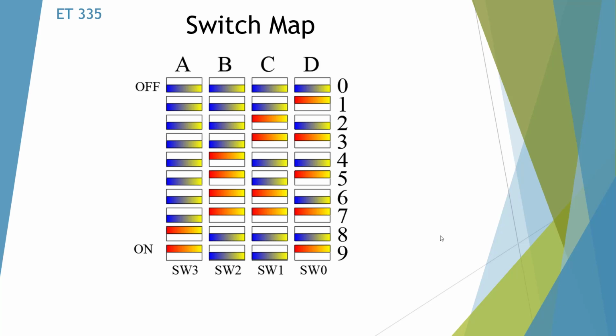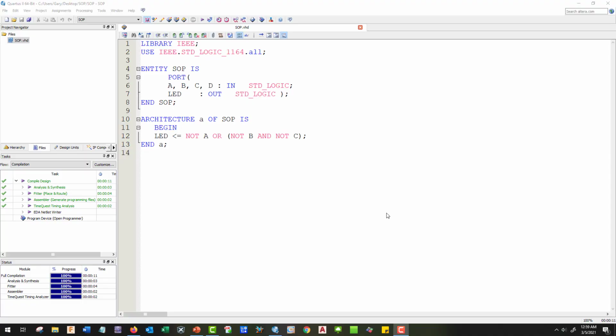Here I'm showing a map of our switches, and A, B, C, D, which would be our inputs, and switch 0 would be over here to our right, switch 3 would be over here to the far left. Down would be off, up would be on, and these are the binary inputs for 0 to 9. All of these would be valid. Anything from 10 to 15 would be invalid. So these are the correct positions in order for our program to work.